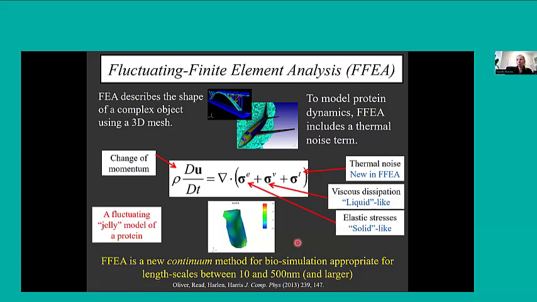So now our continuum equations of motion, we've got acceleration here. This equation basically says force equals mass times acceleration, and the force is on the right-hand side. So it's a divergence of an elastic term, so how squishy our object is, a viscous term, that's the fact that there's fluid, and this thermal noise. So what we end up with is a fluctuating jelly model of a protein that is in the continuum limit. So it's not a replacement for atomistic simulation. It looks at a completely different length scale.